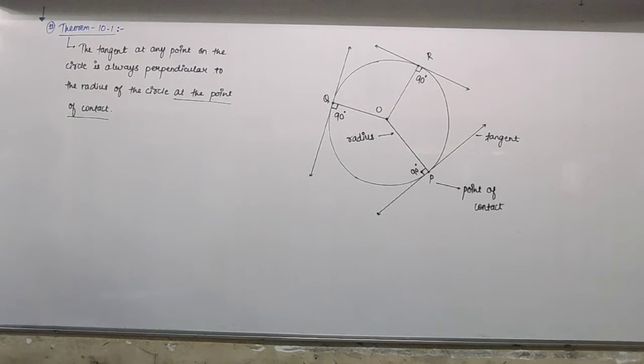Okay, there are two remarks written over there after theorem number 10.1. It says that by the theorem above we can also conclude that at any point on the circle there can be one and only one tangent.